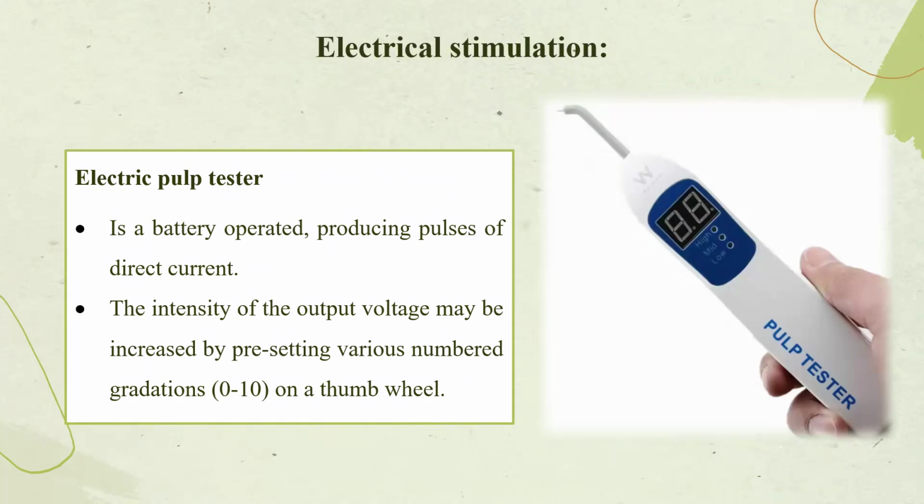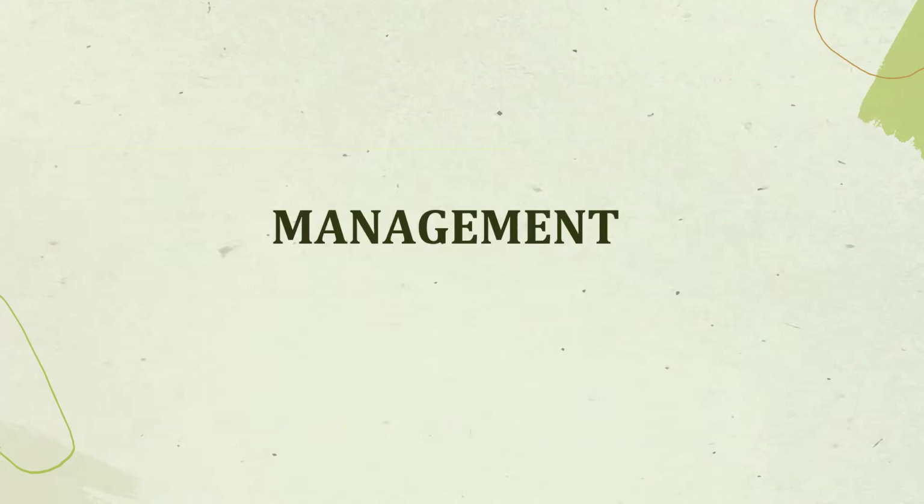Electrical stimulation. In this method, an electric pulp tester is used. It is battery operated, producing pulses of direct current. The intensity of the output voltage may be increased by presetting various numbered gradations on a thumb wheel.